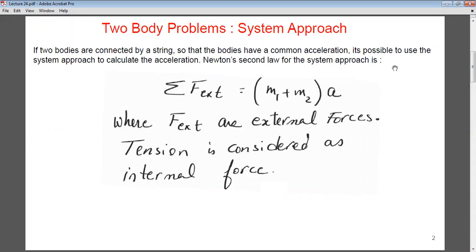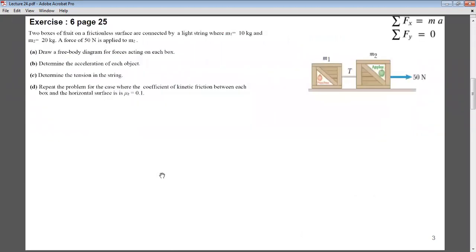Newton's second law for the system approach is summation of F external equals (M1 plus M2) times a, where F external are external forces along the line of motion. Tension is considered an internal force. So this equation I can only apply to find the acceleration. But if I want to find the tension, then I have to use the normal summation of Fx equals ma, summation of Fy equals 0. So let's solve this problem.